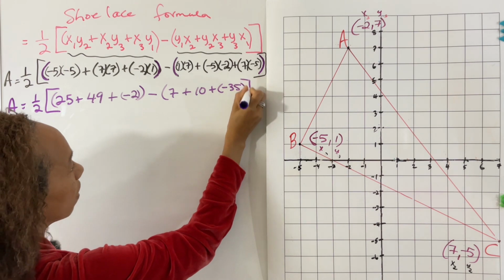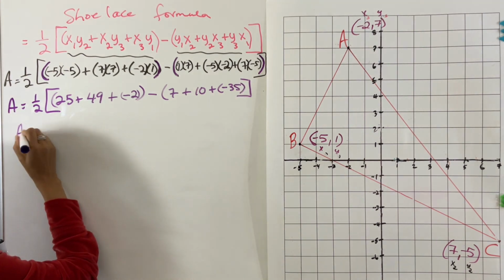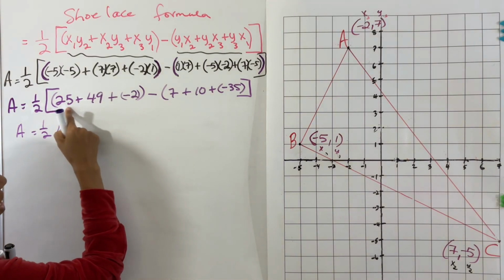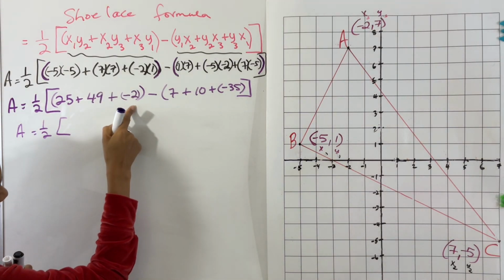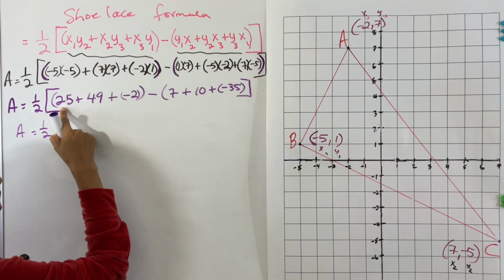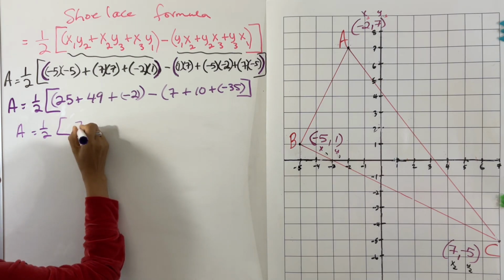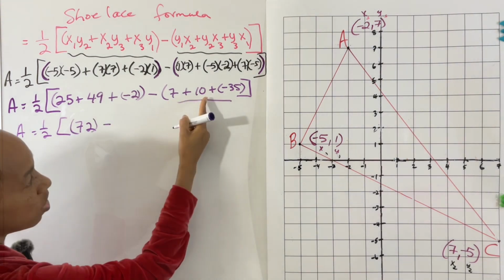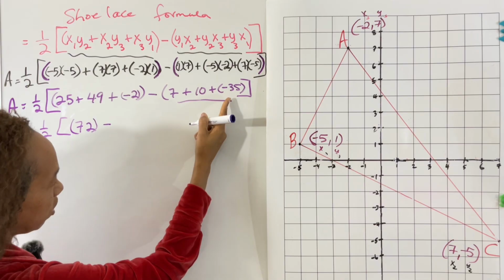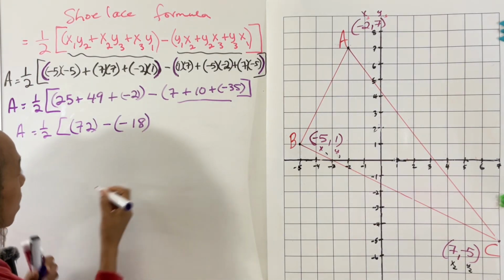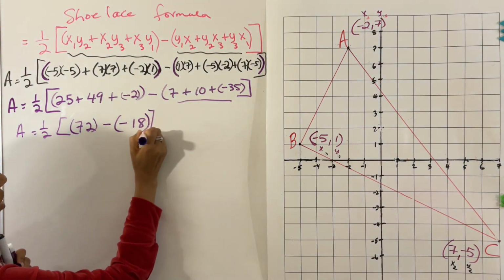Okay? And we're not done. We have to keep going to the next part. So 25 plus 49 plus negative 2. So we can say 25 plus 47 is going to give you 72. This is going to be 17 minus 35, which is going to be negative 18. And this is what it looks like.